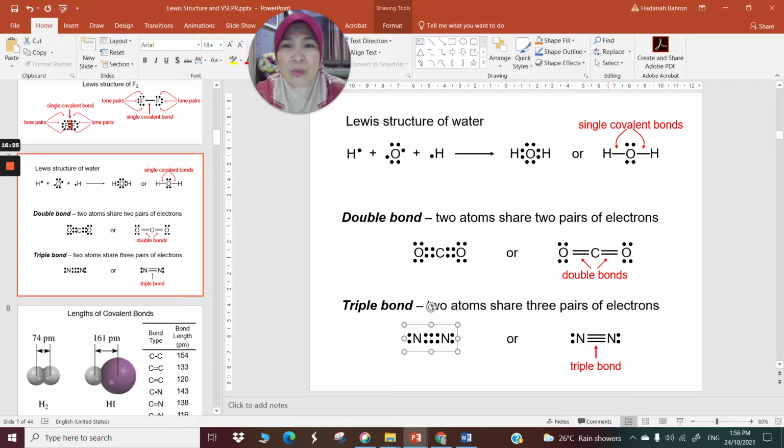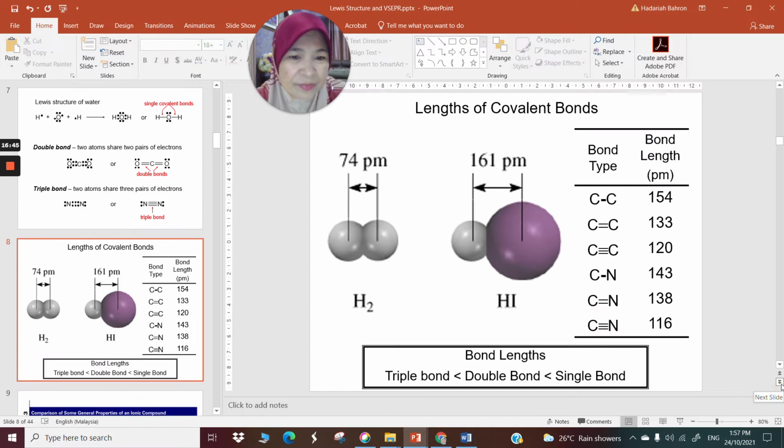So what's the story about the double bond? What's the story about the triple bond? I'm going to go through those a little bit later when we go into how to draw the Lewis structure for each molecule. Just bear that in mind. I'm going to go back to that one later.